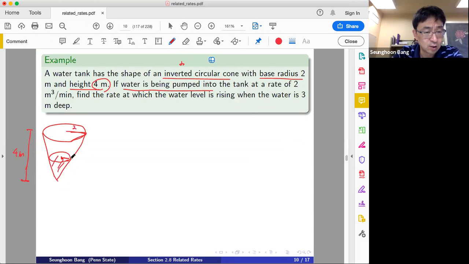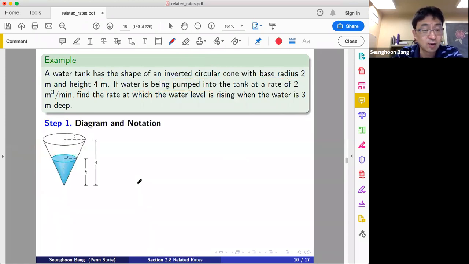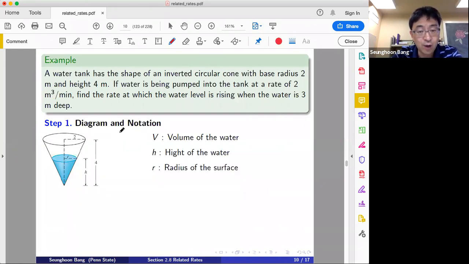You need the radius R, the water level height is H. You need these kinds of things. It's like an exact diagram, like this. So you need the volume V because we have the notation of volume. So we need height H, R the radius of the surface, and T is time, right? The radius of surface and time t.